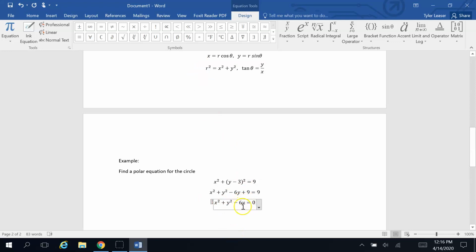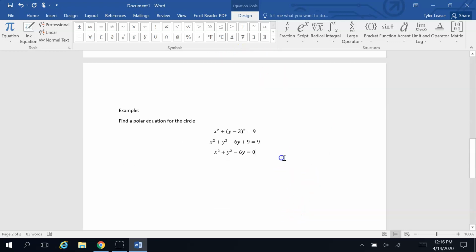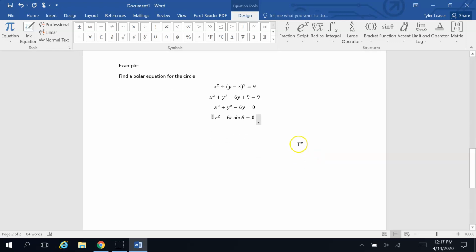This lone y that we have on the -6, there's not too much we can do with that except for replace it with this equation, the r sine theta. So this will be my equation here. The x squared plus y squared is changing into r squared. I still have the -6, and then my y I'm going to rewrite as r sine of theta. And that's all still equal to 0.